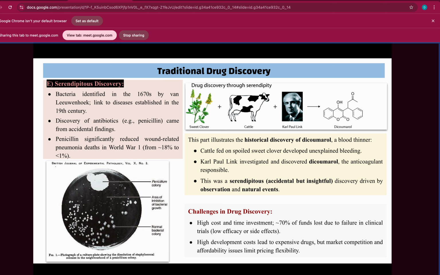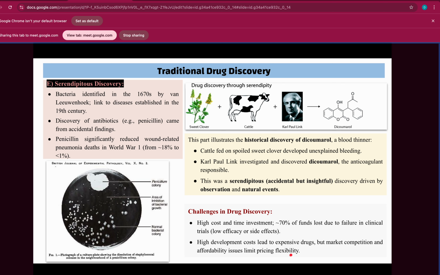It might fail. And then the next problem is high developmental costs, because as it is taking a lot of time, the drug which will be approved will become very costly. If it is very costly, then people will not be able to afford it, and there will be market competition because your competitors will also be selling the drug. So you need to reduce the price, but if you reduce the price, then you have to deal with the losses. So these are a few of the challenges associated with the drug discovery process.